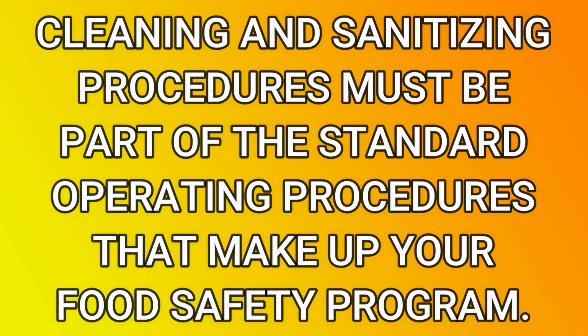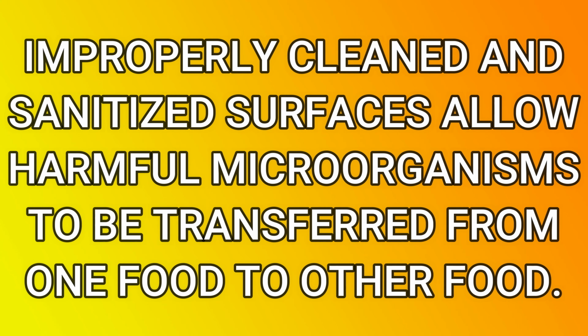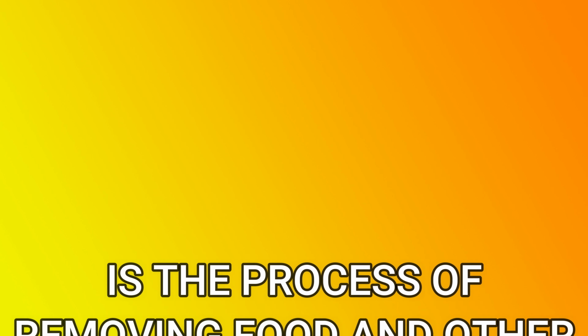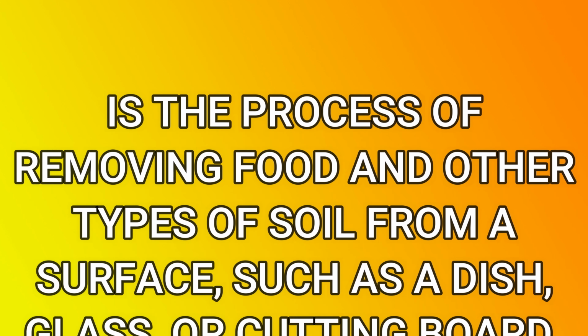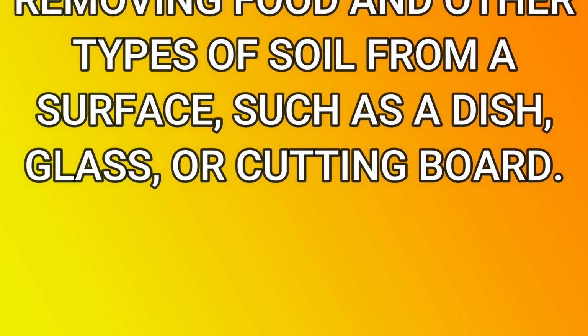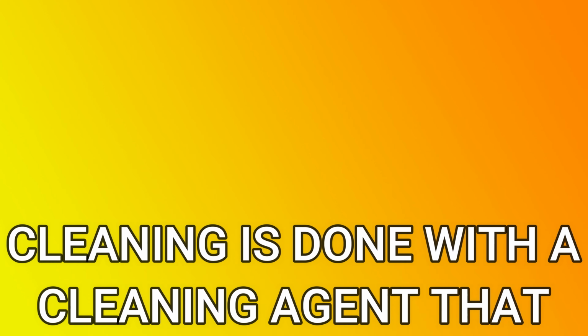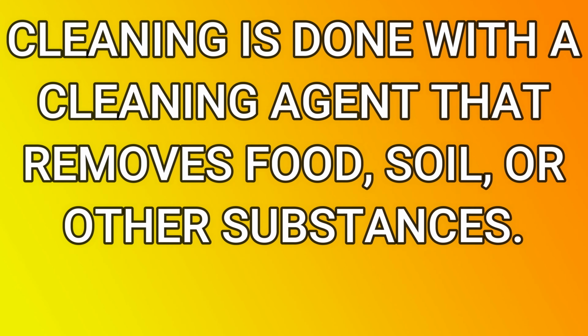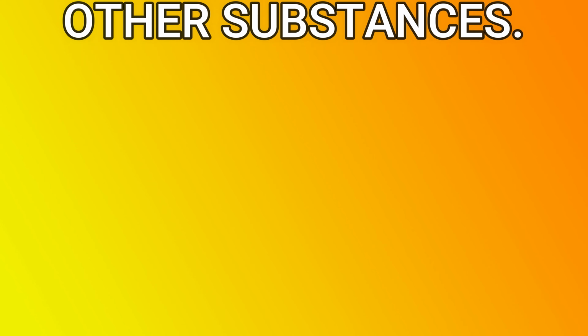Cleaning and sanitizing. Cleaning and sanitizing procedures must be part of the standard operating procedures that make up your food safety program. Improperly cleaned and sanitized surfaces allow harmful microorganisms to be transferred from one food to another food. Cleaning is the process of removing food and other types of soil from a surface, such as a dish, glass, or cutting board. Cleaning is done with a cleaning agent that removes food, soil, or other substances.